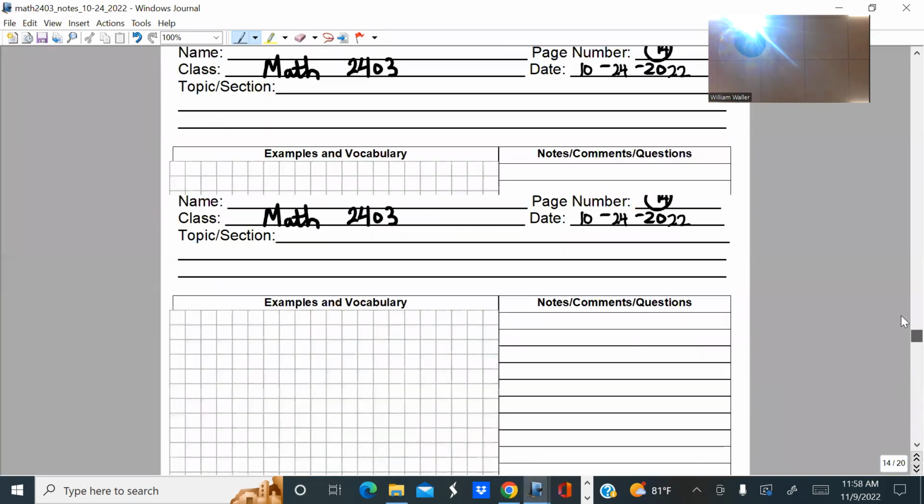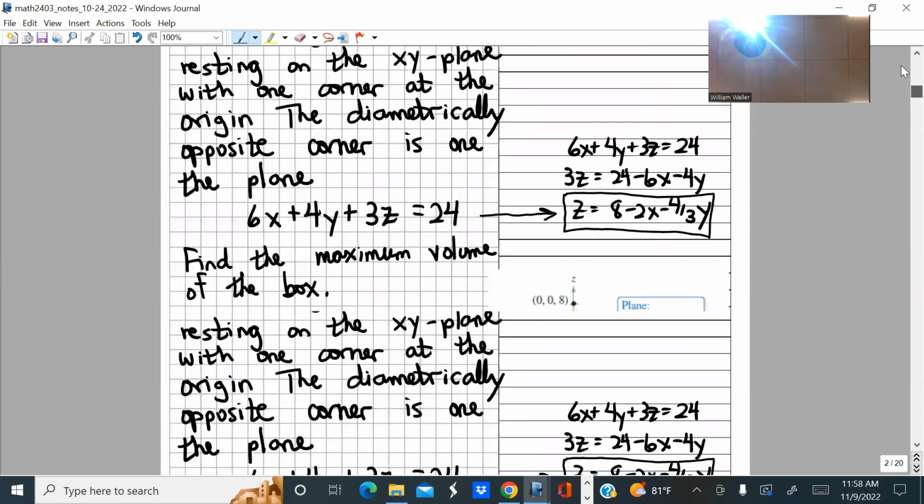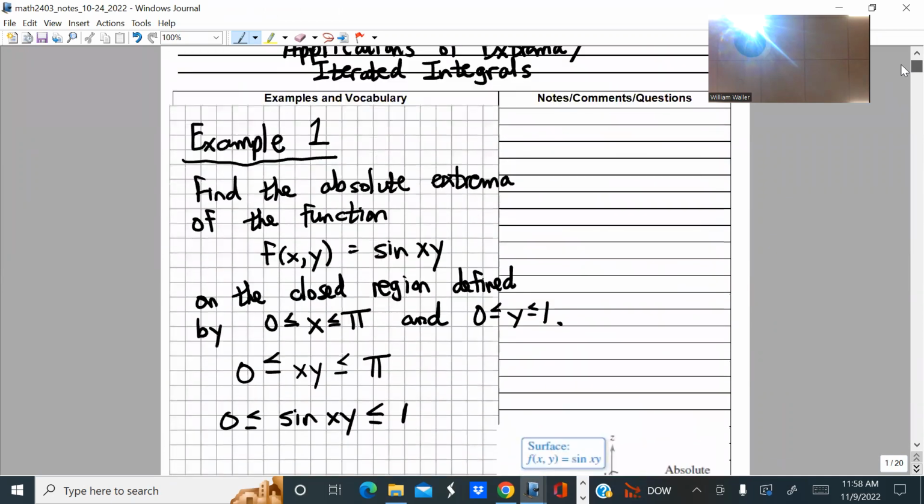Let's go. Wow, so many pictures today. Well, since we're talking about extreme values, let's look at these last 2 examples. So these are also extreme examples.